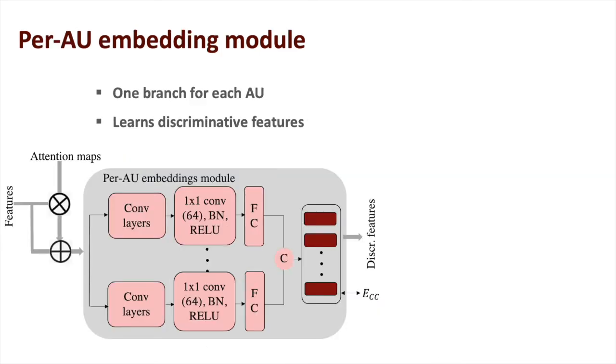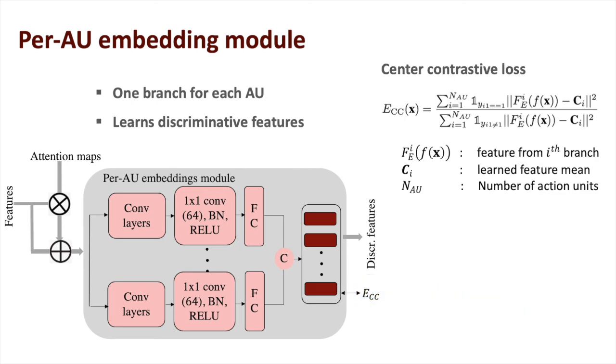The per AU embeddings module is basically a branched multitask network where each branch learns features specific to each FAU. Here the learned attention maps from the ROI attention module are weighted with the feature maps and provided as input to the module. The FAU specific features are concatenated together and the proposed center contrastive loss makes them discriminative in nature. The center contrastive loss formulation basically minimizes the intra-class variations while maximizing the inter-class variations of features.